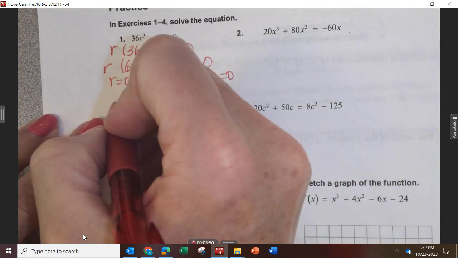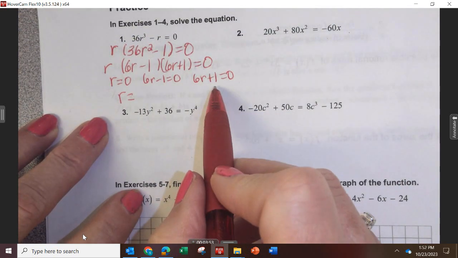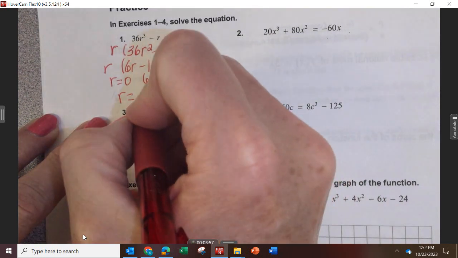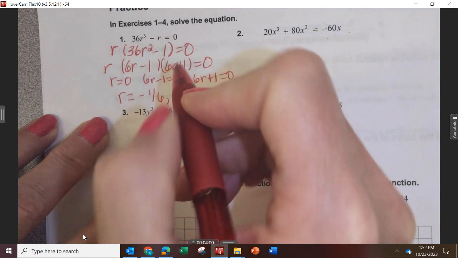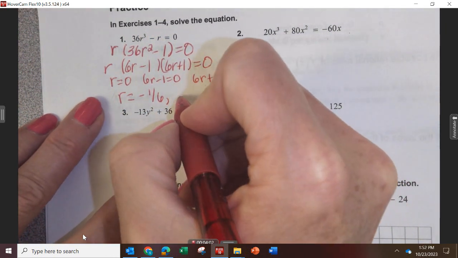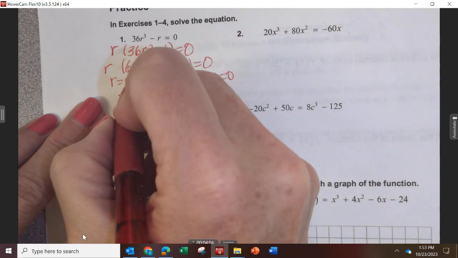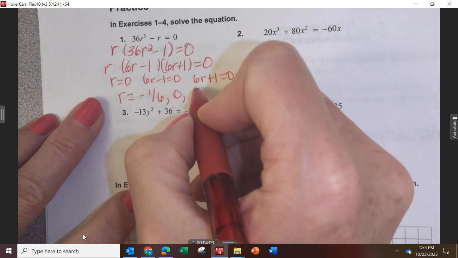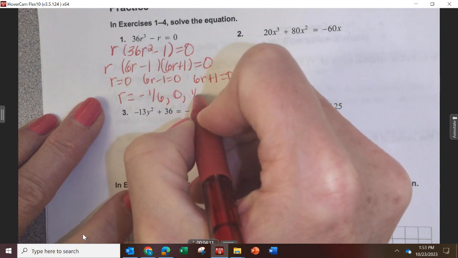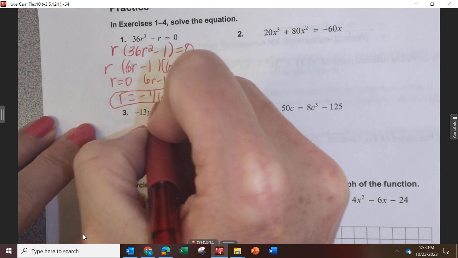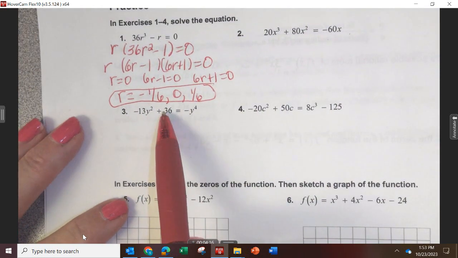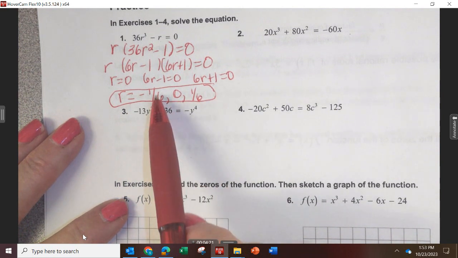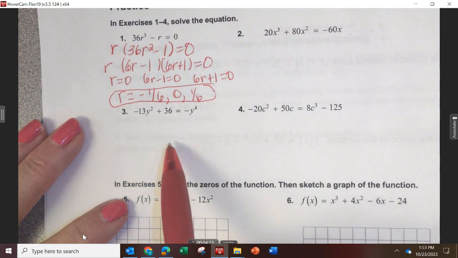Right, and I want you to write these in order from smallest to largest. So what's going to be the smallest solution we get? Okay, so we're going to write that first. Now write, what's the next largest? This one is 0, and this one you take this over and divide by 6, and what is it? Right. So those are going to be the zeros right there. And we don't have any multiplicity other than 1, because those are all just single factors.